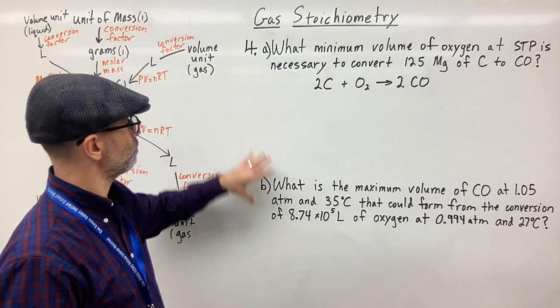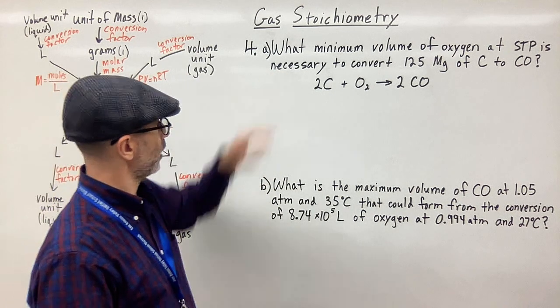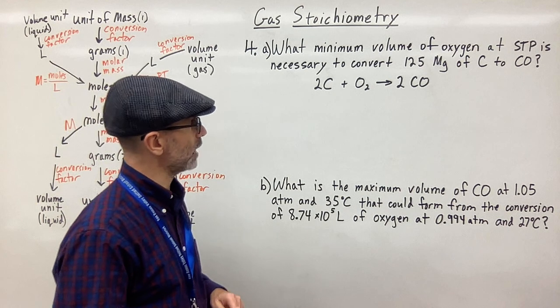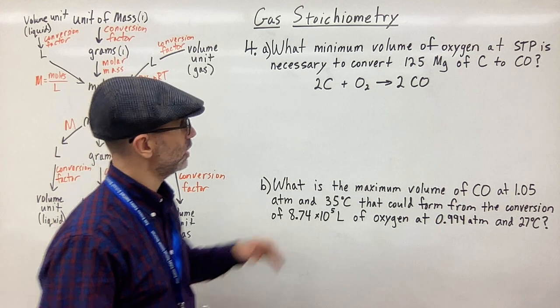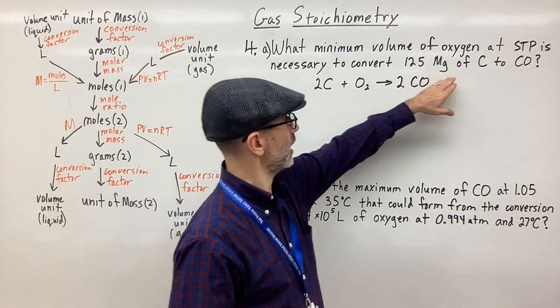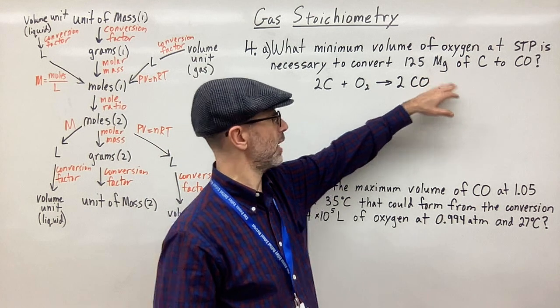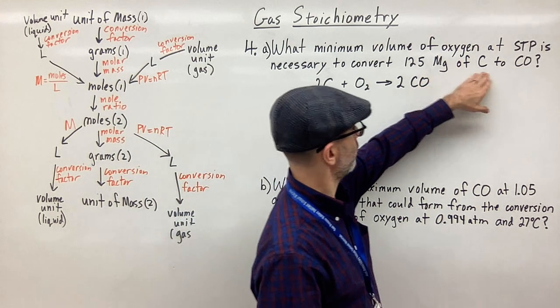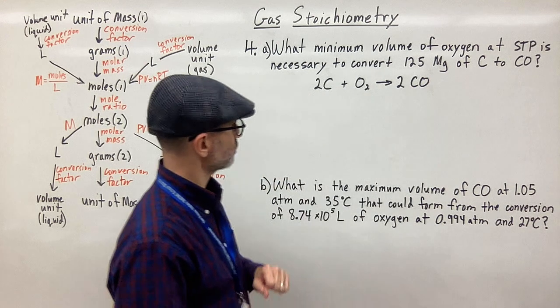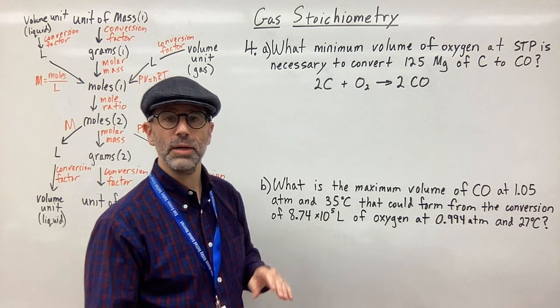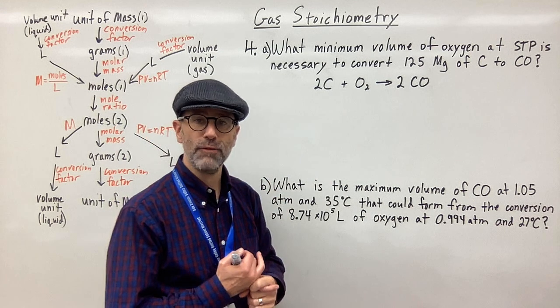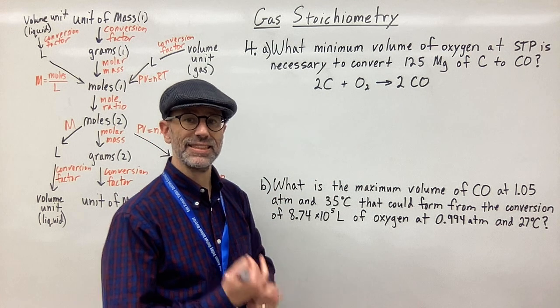So here there are two parts. Part one, or part A: what minimum volume of oxygen at STP is necessary to convert 125 megagrams, that's not magnesium, it's megagrams, of carbon to carbon monoxide. And they're giving us the equation here. So what minimum volume? We need to find the volume of oxygen at STP.